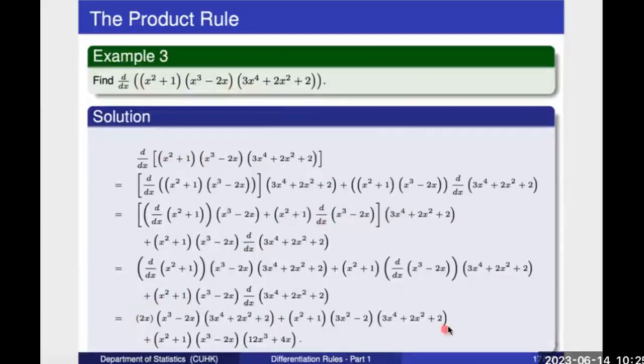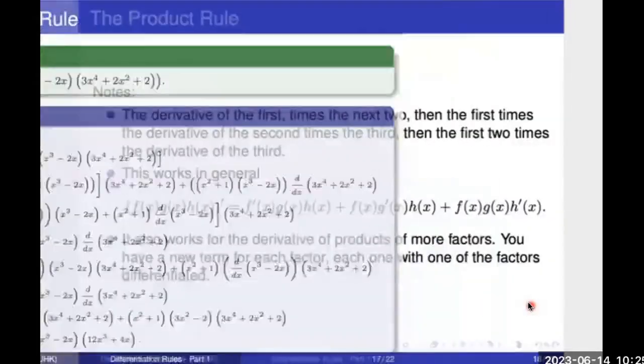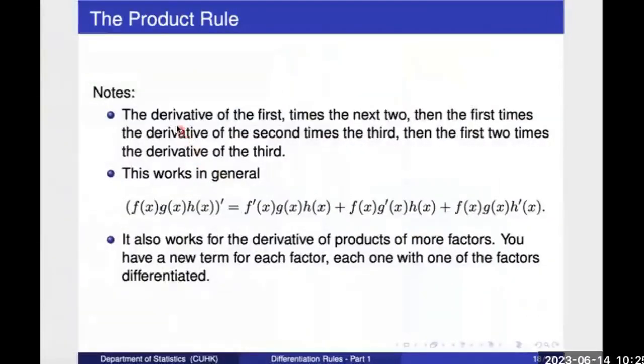Let's have some notes on the product rule. The rule can be extended to products of 3 or more functions. For example, for functions f of x, g of x, and h of x, the derivative of their product f of x times g of x times h of x is f prime of x times g of x times h of x plus f of x times g prime of x times h of x plus f of x times g of x times h prime of x.